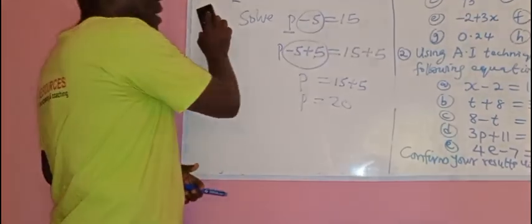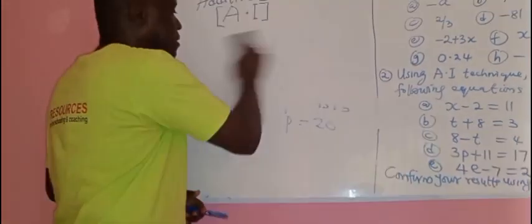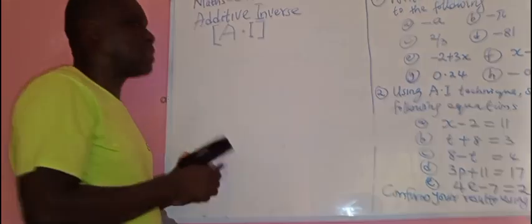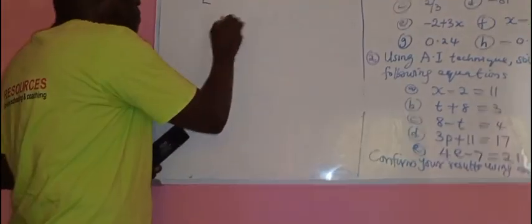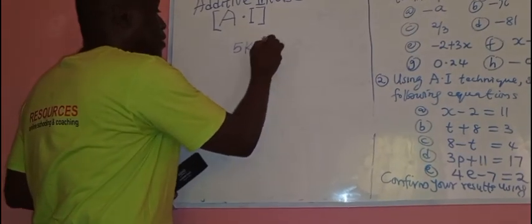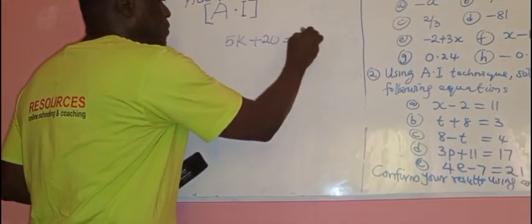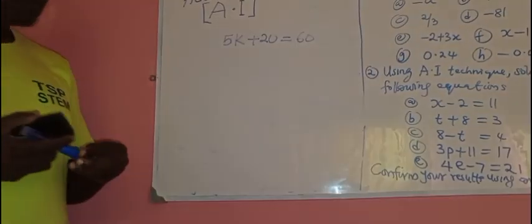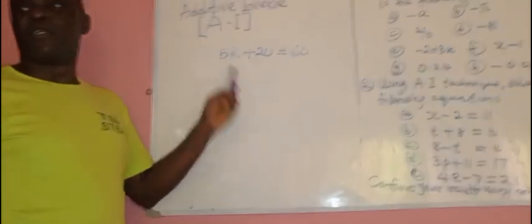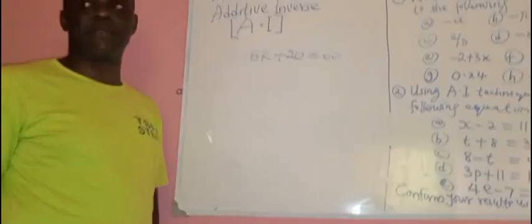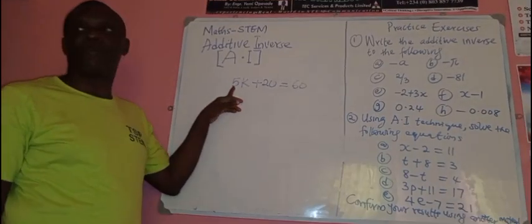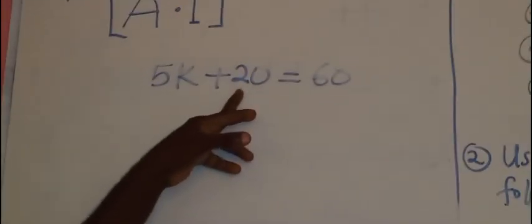Finally now, the last example on this. Let's say I give you something like this: 5k minus 20 plus 20k equals 60. Hello? We are looking for k. K is having 2 things attached to it. That is like a problem. The first one is what? And the second one is what? Plus 20. So we can get rid of this plus 20 by adding to both sides the additive inverse of plus 20. Is that clear?